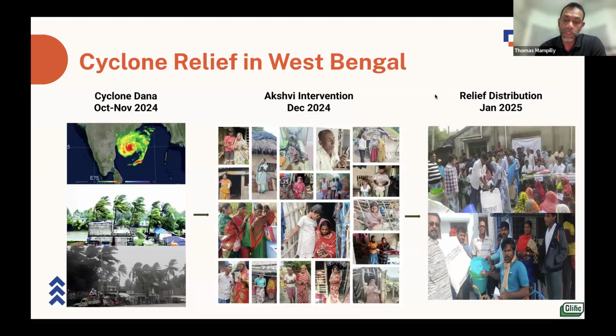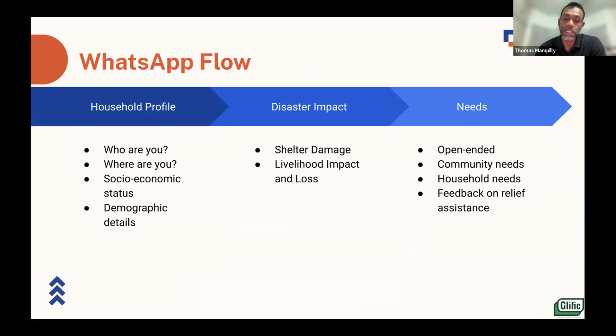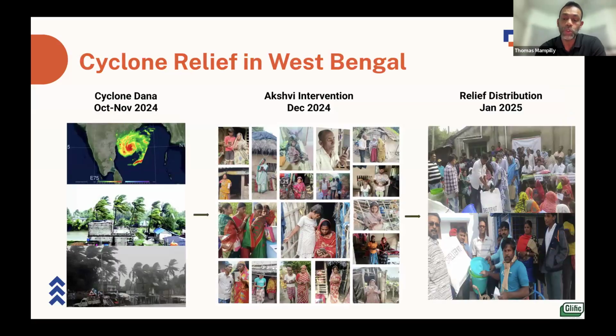Through this process, we used these three modes to collect what the losses were, especially loss of livelihood and damage to shelter. Those were the two most important things that we were looking to address in terms of relief distribution. Yeah, we can move on.